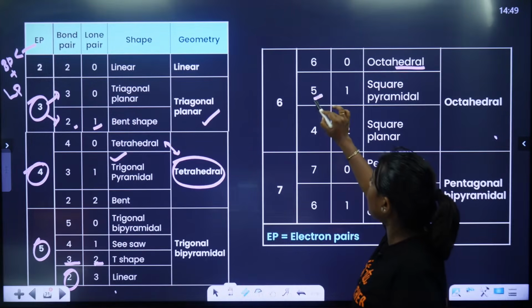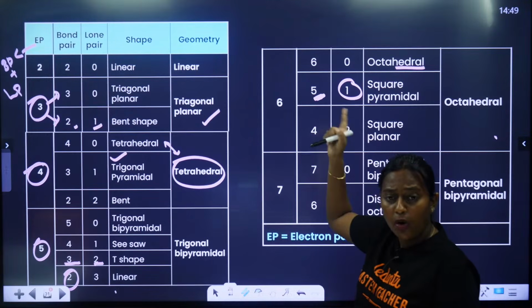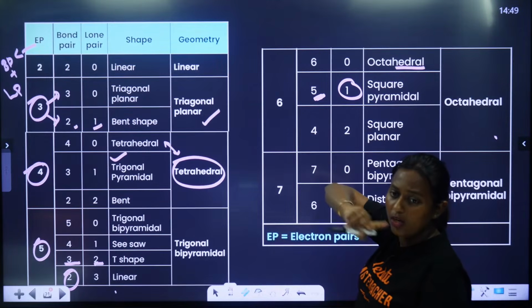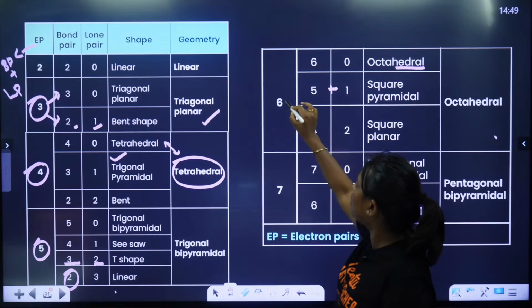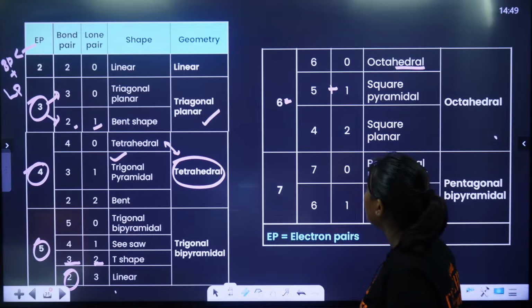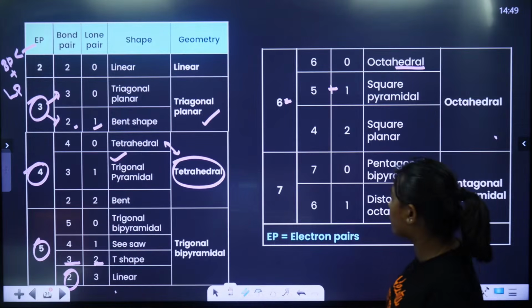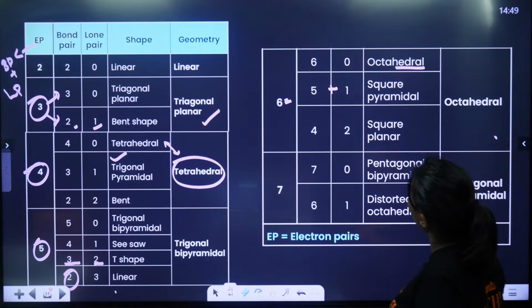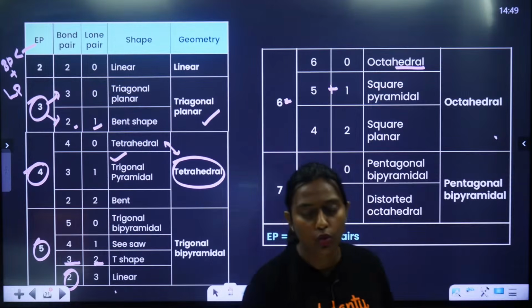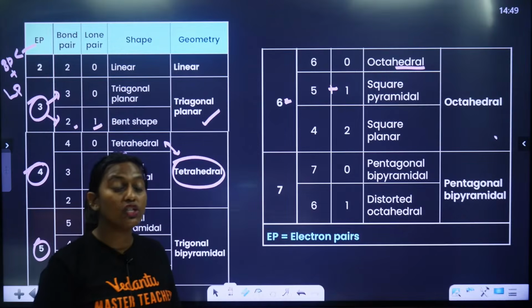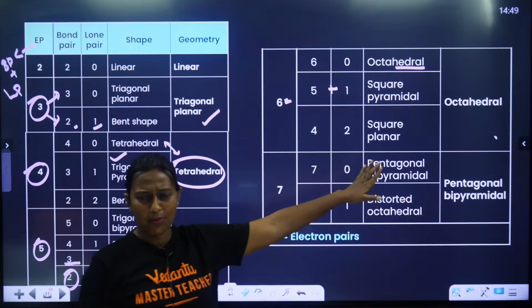For 5 bond pair, we know there should be 1 lone pair, so lone pair plus bond pair is 6. 5 plus 1 gives 6. For 5 bond pair, 1 lone pair, the geometry is octahedral, but the shape is square pyramidal. And next is 4 bond pair, 2 lone pair. The shape is square planar and the geometry is the same, octahedral.